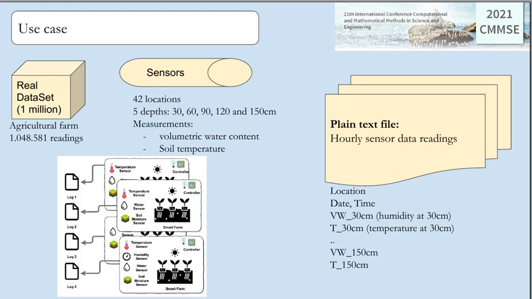Sensors provide hourly and daily measurements of volumetric water content, soil temperature, and bulk electrical conductivity, collected at 42 monitoring locations and 5 depths across the farm. The information is saved in plain text files separated by sensor, day and hour. Each record contains the following fields: location, date, time, humidity, and temperature at different depths.